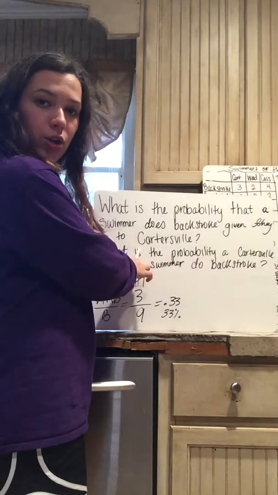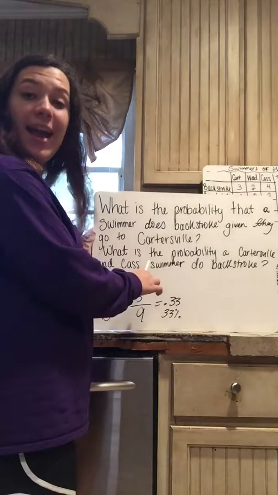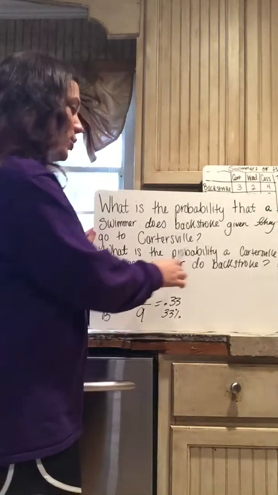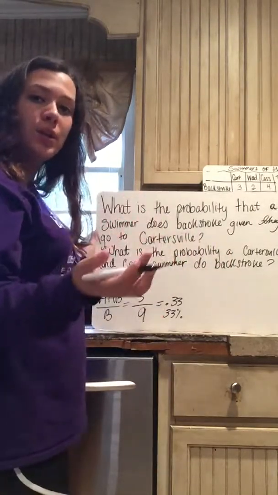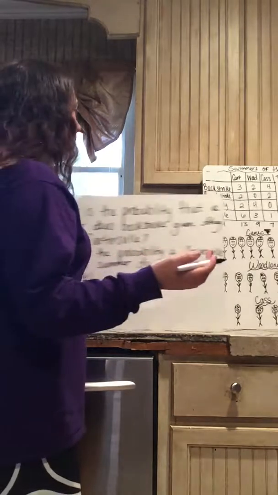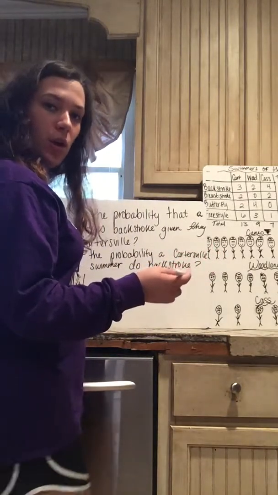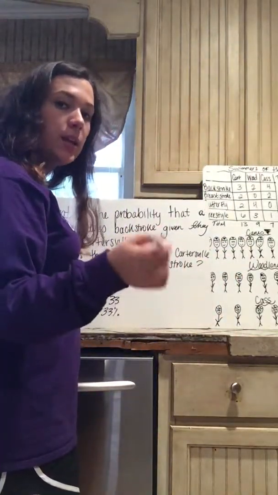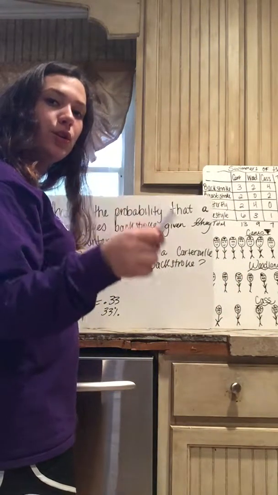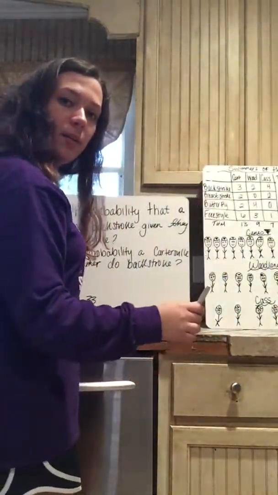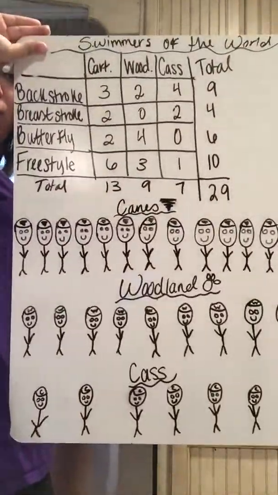What is the probability a Cartersville swimmer and a Cass swimmer do backstroke? So this one has and in it, so we will multiply. So you're going to look at Cartersville, which is 3, and because this one is and not conditional, you're going to look at the total number of swimmers, which is going to be 29, as you can see on the chart. 29 total swimmers.